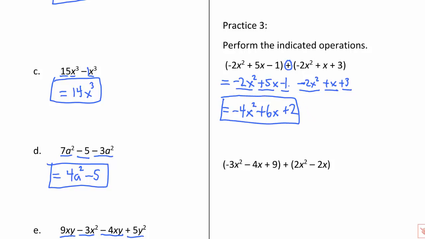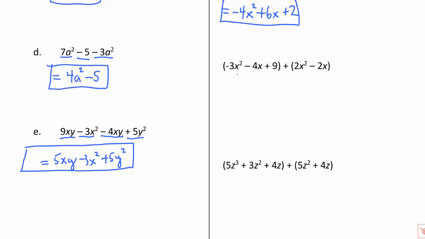There you go. Notice that this was a degree 2 trinomial plus a degree 2 trinomial. This becomes a degree 2 trinomial. It doesn't always work out like that, but it just happened to this time.